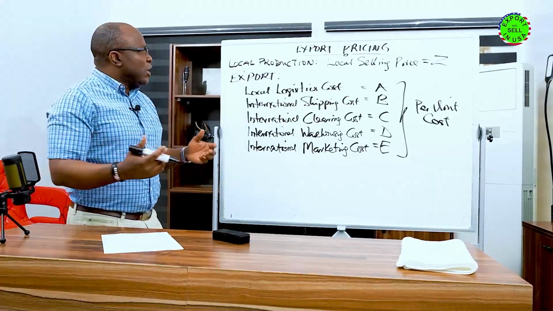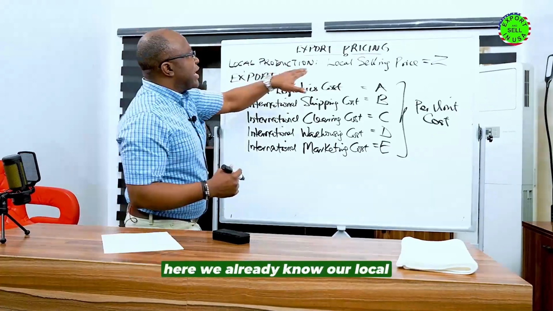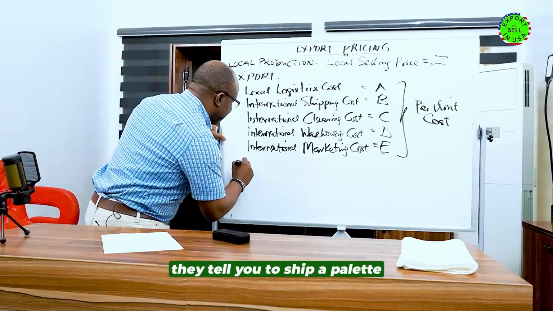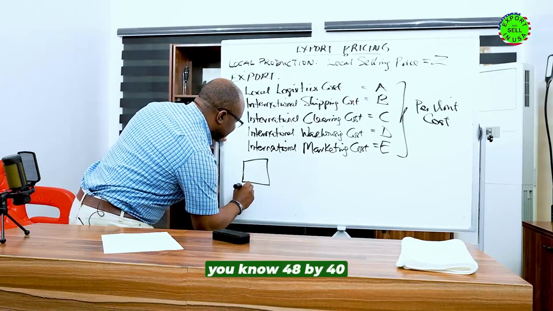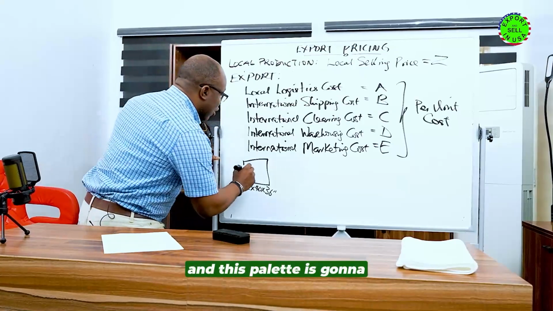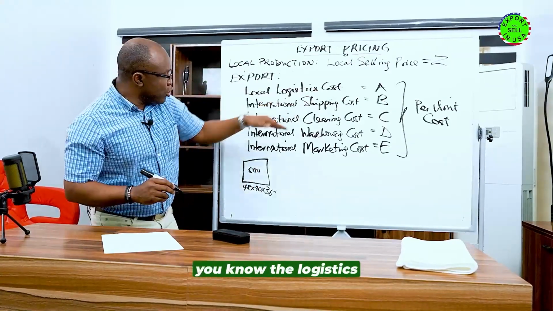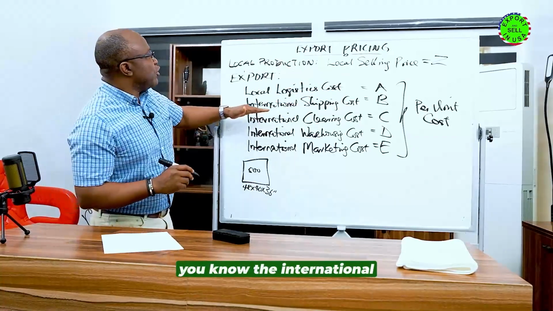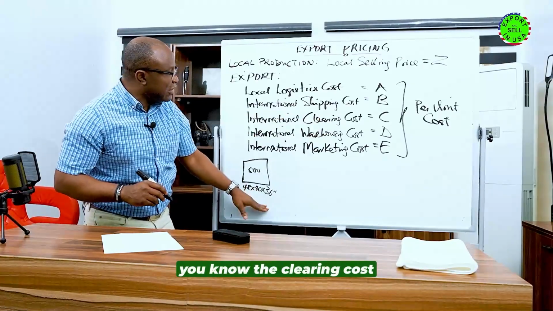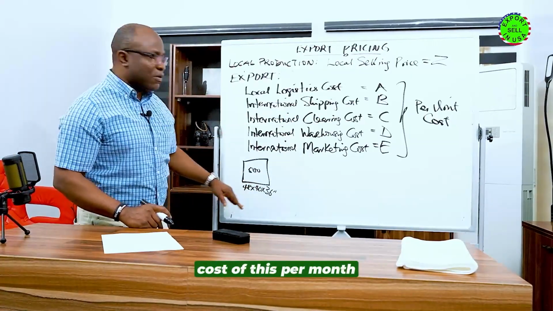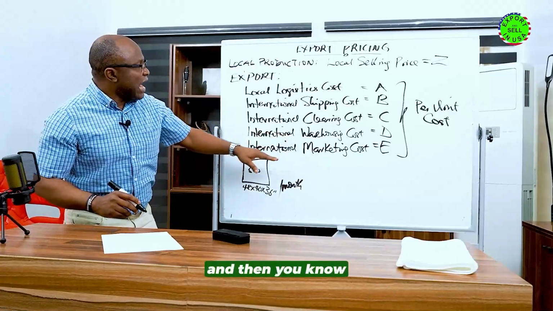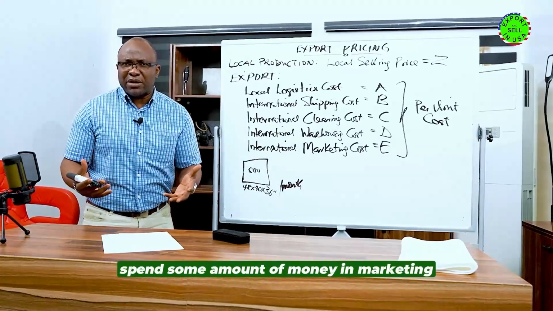Again, it's simple. You go to a company that does the shipping. Here, we already know our local selling price per item. They tell you to ship a pallet, and that pallet may be 48 by 40 by 36 inches in height, and this pallet is going to contain maybe 500 of your items. You know the logistics cost to move it to the port. You know the international shipping cost because the shipping line would have given you the cost. You know the clearing cost, they would have given it to you. You know the warehousing cost of this per month. Typically, I like to base my warehousing cost per month. And then you know the marketing cost if you are going to spend some amount of money in marketing.